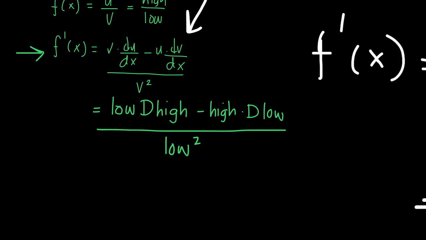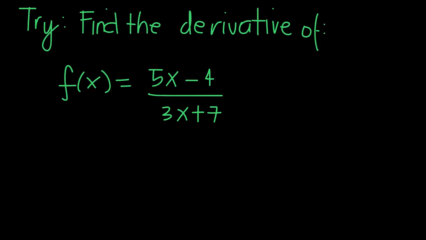To test your understanding, I'll be leaving with you an exercise. Find the derivative of f of x equals 5x minus 4 over 3x plus 7. So use the quotient rule to find the derivative of this function. You may tap the pause button now so that you can work on the problem, and then tap play again to reveal the answer.